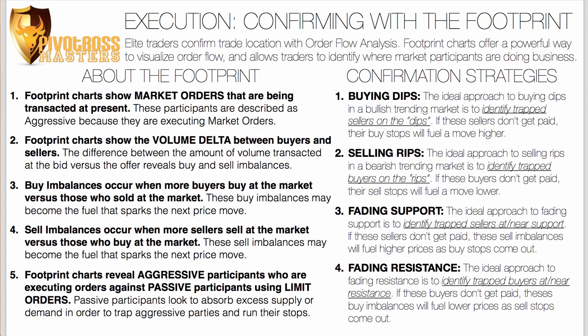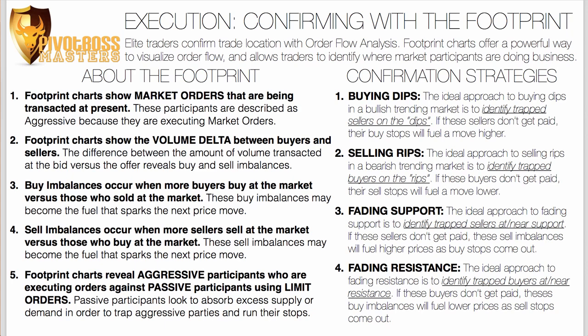But there's someone on the other side of those trades as well, and these are called passive participants. These passive participants use limit orders, and this is how they're able to absorb that supply or demand. Passive participants look to absorb excess supply or demand in order to trap these aggressive parties and then run their stops. So they're trying to trap these aggressive participants and use that absorption to basically run them out of their stops and fuel the next move, higher or lower, depending upon their bias. So that's basically the footprint chart, and we'll jump into these in a moment.